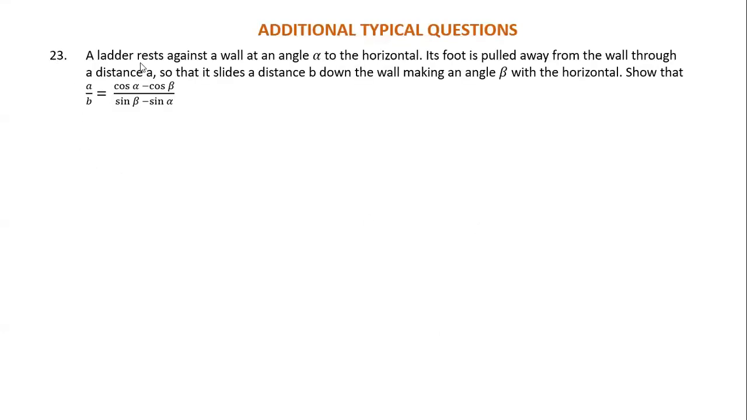23rd question. A ladder rests against a wall at an angle alpha to the horizontal. Its foot is pulled away from the wall through a distance A so that it slides down a distance B down the wall, making an angle beta with the horizontal. Show that A upon B is this. So here the whole expression required is in terms of sine and cos. So we go according to this ratio only.